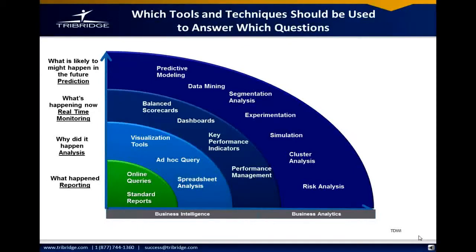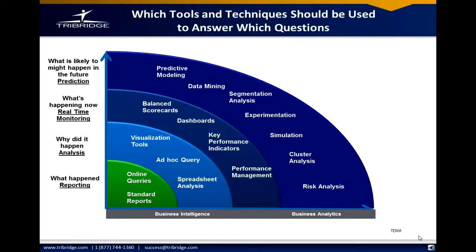Now, there's a number of different tools and techniques that are used in business intelligence and business analytics, and to understand which tools and techniques we should apply, I would propose that we look at the questions that business managers ask. Using a graphic from the Data Warehouse Institute, we can see managers ask four basic questions: what's happening, which tends to be reporting; why did that happen, which tends to be analysis; what's happening now, which is real-time monitoring; and what's likely to happen in the future, and that's the realm of predicting outcomes.